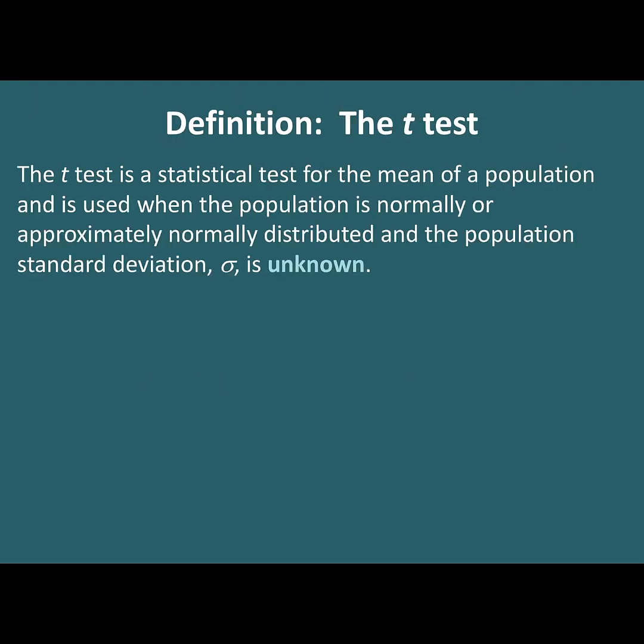Definition: the t-test. The t-test is a statistical test for the mean of a population and is used when the population is normally or approximately normally distributed and the population standard deviation, sigma, is unknown.